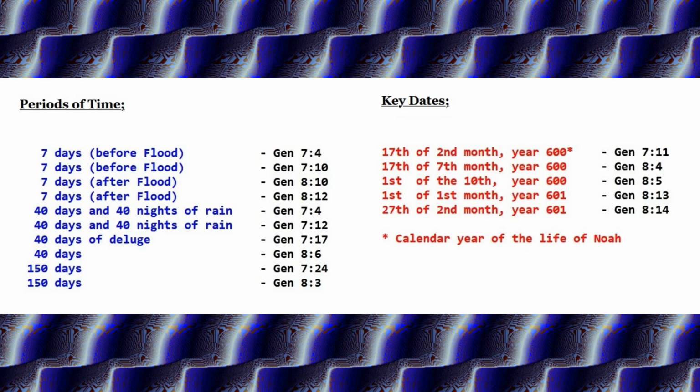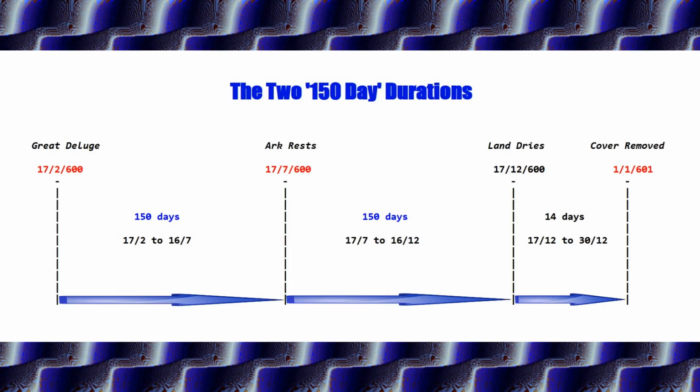The reason for this is that there is a high degree of complexity present, and as a result, translators and interpreters have been unable to discern the correct presentation. We will start off with the simplest arrangement. The two 150-day durations. The Great Deluge begins on the 17th day of the second month of the 600th year.